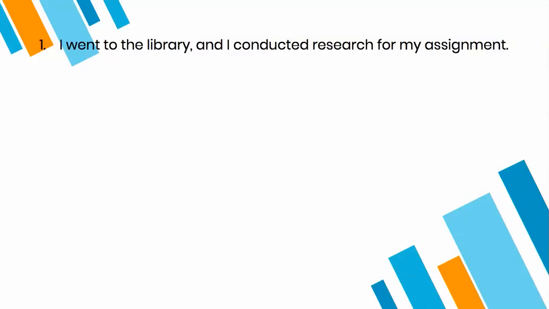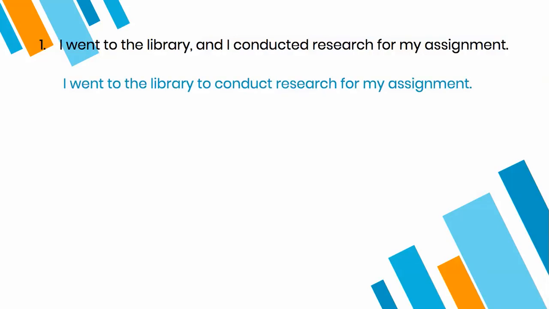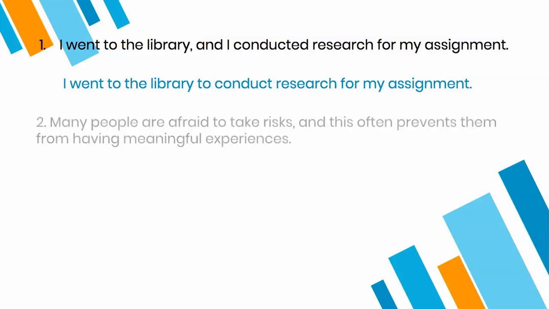Number 1: I went to the library and I conducted research for my assignment. While the verbs are parallel and it seems like it is mostly parallel, it's probably a relationship of reason. Why did I go to the library? In order to conduct research for my assignment. So here's a really clean, clear, concise version: I went to the library to conduct research for my assignment. You could say, because I needed to conduct research for my assignment, I went to the library, but that's a little bit wordy. This just very clearly and succinctly conveys the idea.